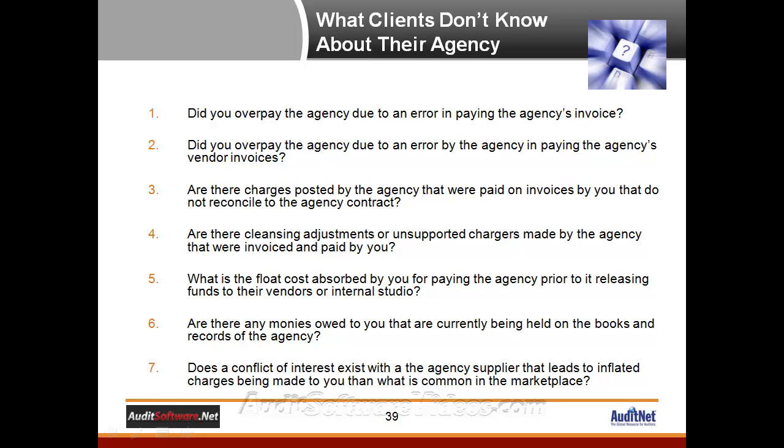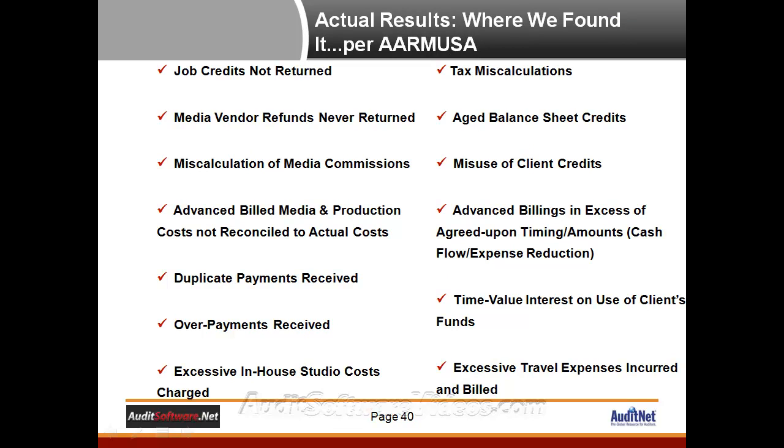There may be float costs such as discounts lost, etc., in the process between what that vendor is paying on your behalf and what you're paying. Again, it's very difficult to know any of this without getting their side of the books. So are there any monies being held on your behalf on the books? And then last but not least, is there a conflict of interest between a supplier, the actual vendor themselves, and your organization?